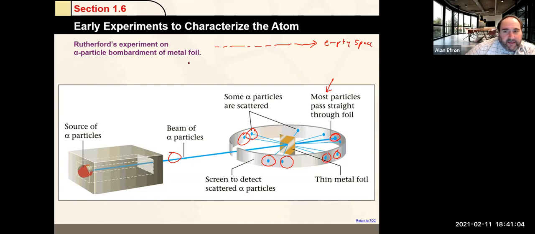But how do we explain those guys that came in and hit something and bounced off at these really large angles, maybe even came back to where they came from? What we know is it had to hit something that was very, very positive in terms of its charge, right? These alpha particles are positive. So in order to be deflected at those really big angles, because things with the same charge definitely don't want to be near each other, it definitely had to hit something that was very, very positively charged.